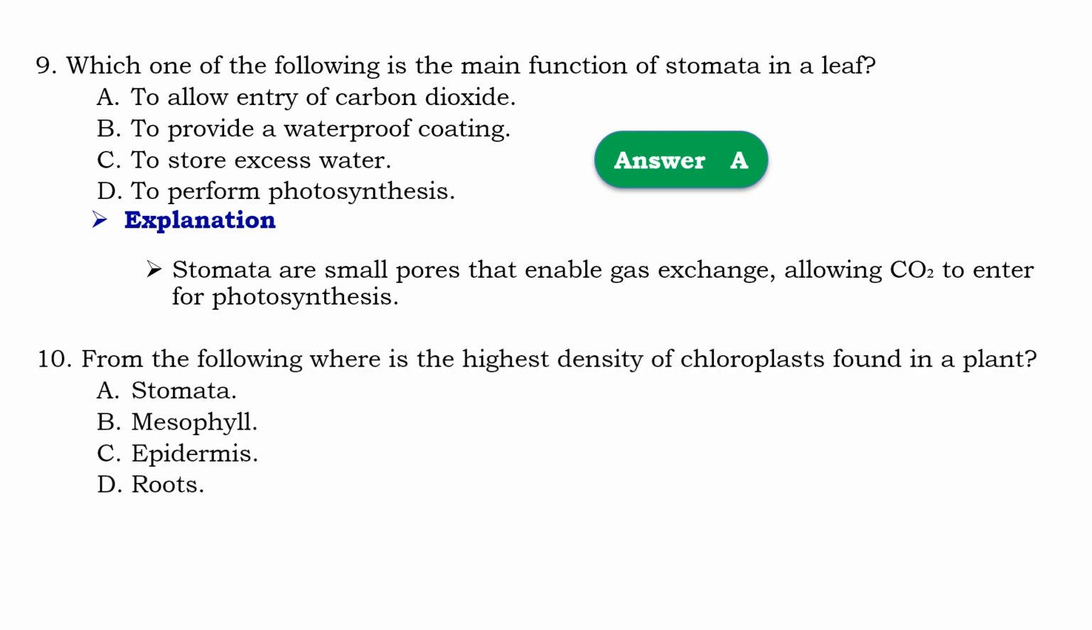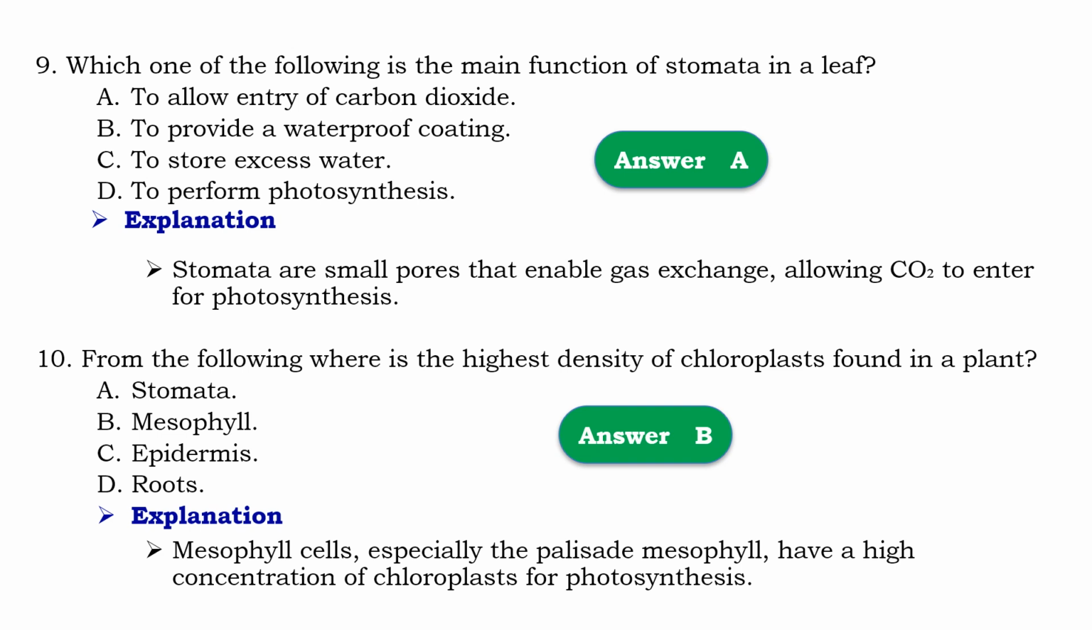Question number 10, from the following where is highest density of chloroplast found in a plant? ከሚከተሉት በአብዛኛው ክሎሮፕላስት እጽዋቶች ውስጥ የሚገኘው የትኛው ቦታ ላይ ነው ይላል። So that should be B, mesophyll. Means that mesophyll cells, especially palisade mesophyll, have high concentration of chloroplast for photosynthesis.